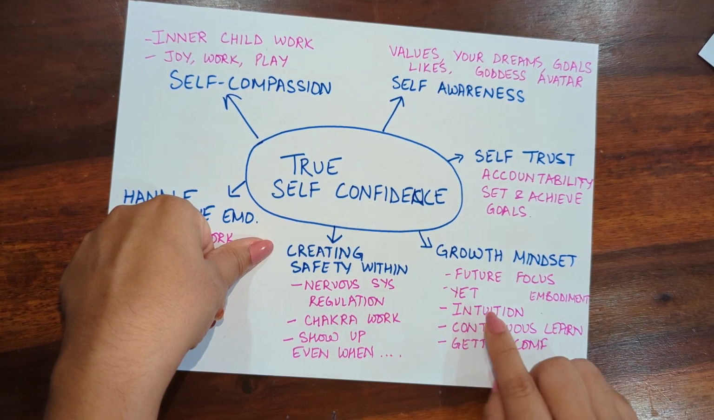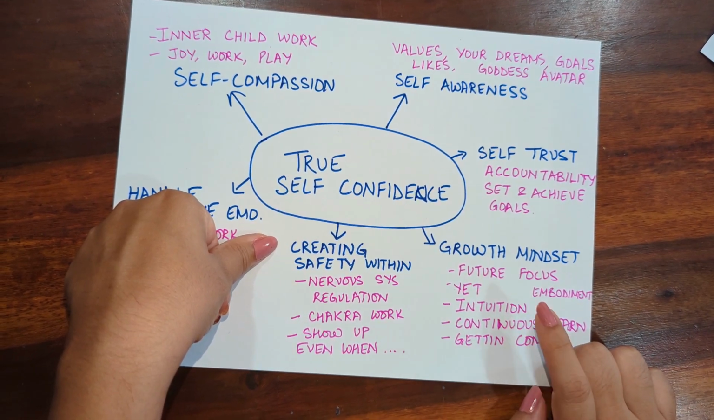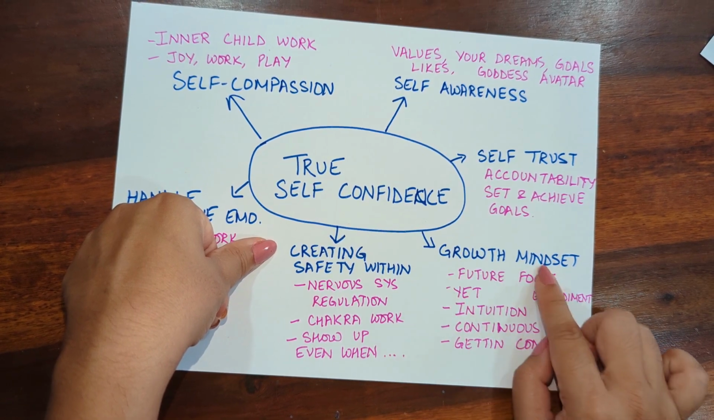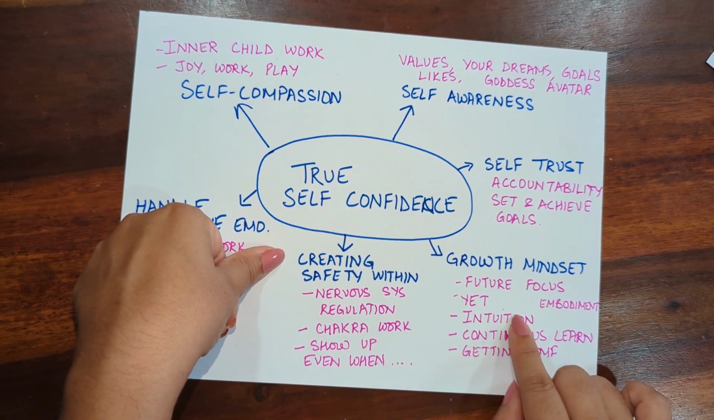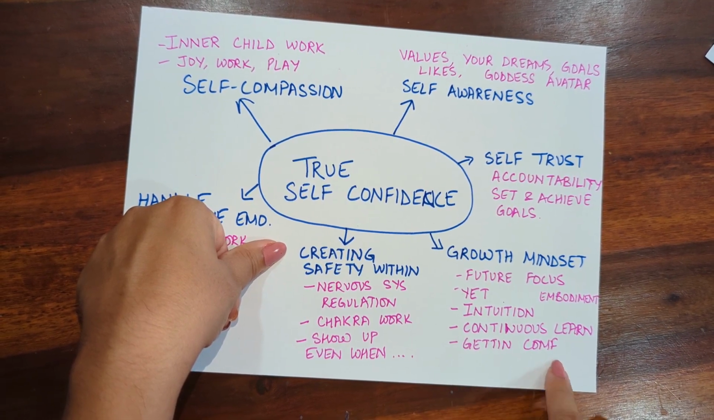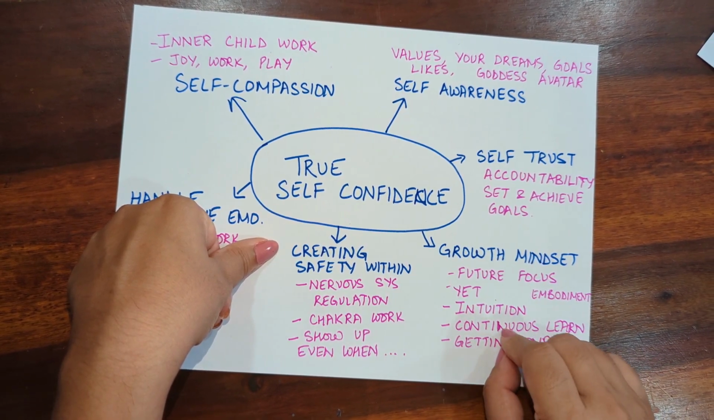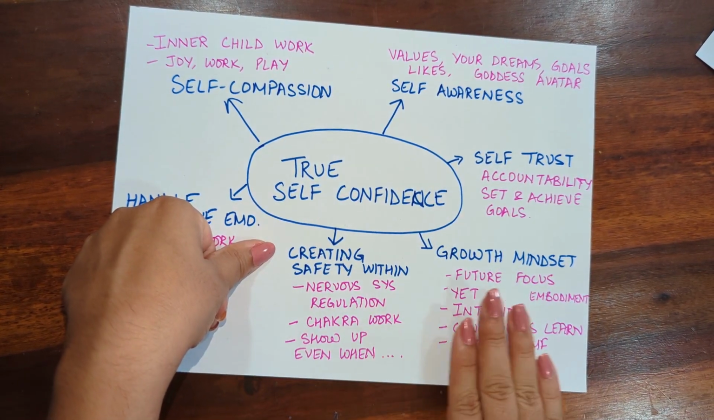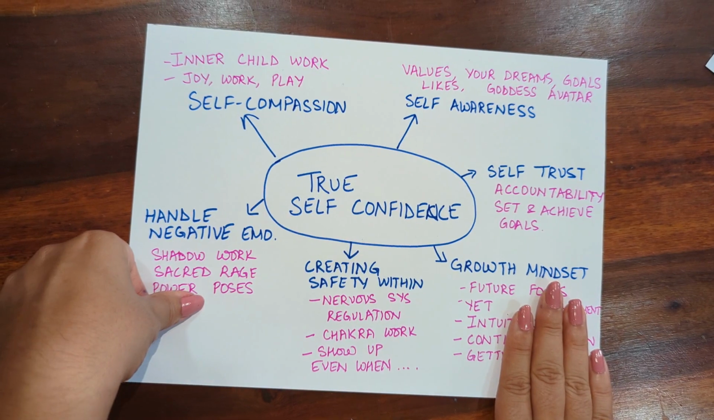That is the growth mindset that we work inside my Goddess Collective workshop, and we do it through embodiment, future-focused embodiments, adding the word "yet", building your intuition, and continuous learning, and getting comfortable being uncomfortable. Being uncomfortable pushes you outside of your comfort zone. So that is what we do inside the growth mindset.